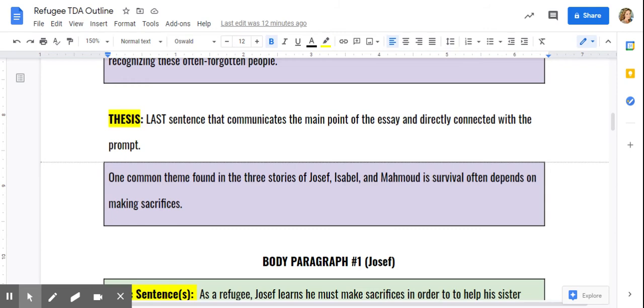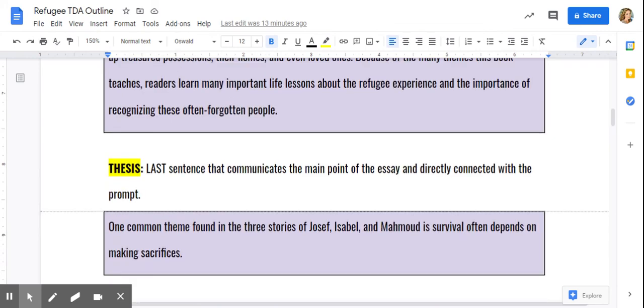So you set yours up exactly the same way. And Joseph, Isabel, and Mahmoud, those are going to be where you go into each body paragraph about each of those stories' themes. And they're all themes, in my case, about making sacrifices. So I want you to pause the video and write your thesis sentence using the theme that you see in all 3 of those stories, and then come back for a little wrap up.